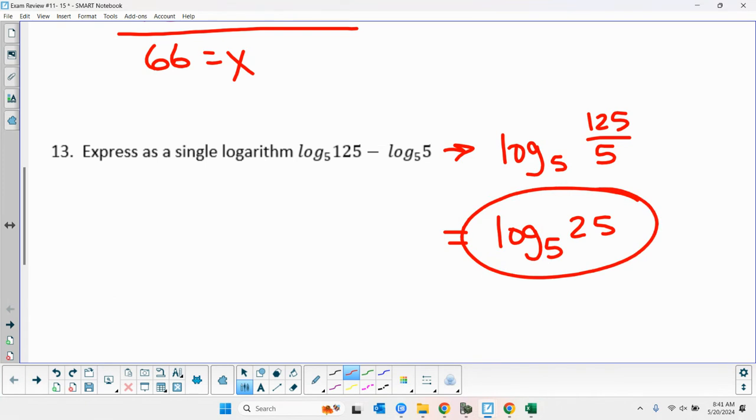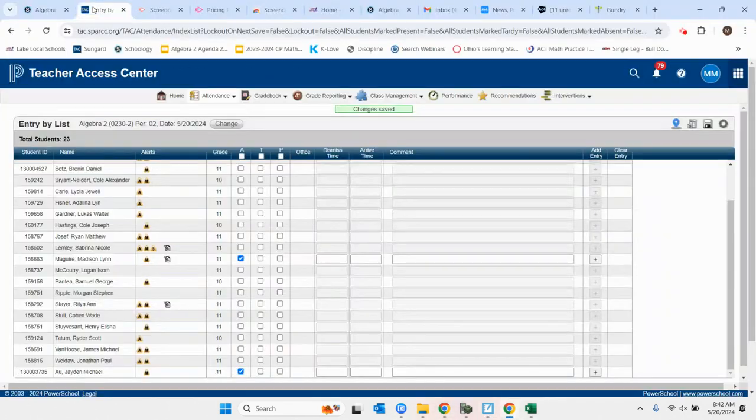The answer would actually be 2 if we went further, but all we had to really do was turn it into a single log. So that's it. We turned it from 2 to 1. So remember, addition you could turn into multiplication, and subtraction you could turn into division like we did.